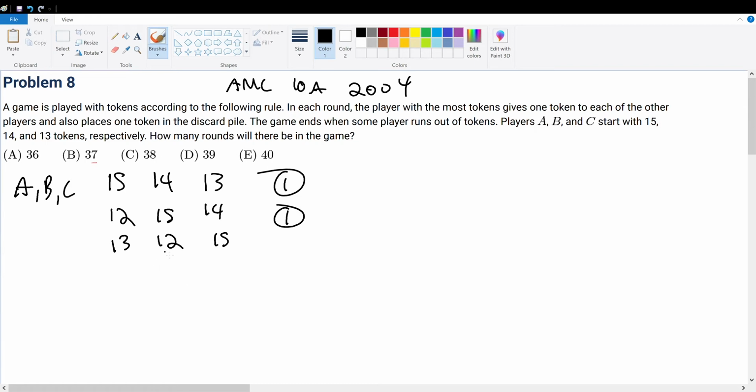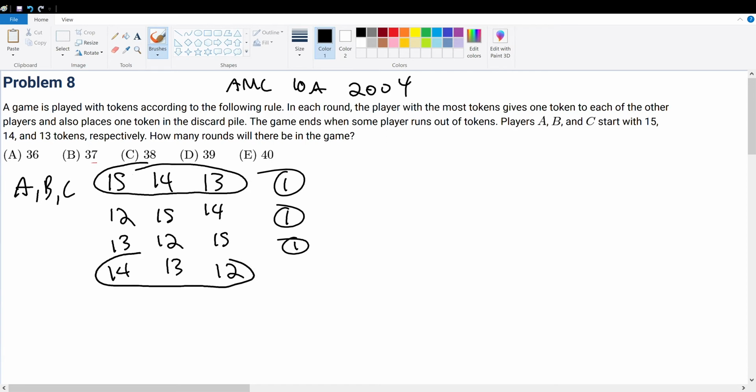15 minus 3 gives us 12. And then 15 must give 1 to each, so 14 and 13. Then he must discard 1 to the discard pile. Subtract 3, we get 12. And now we can stop here and appreciate the similarity. That is the 15, 14, 13, and then corresponding to 14, 13, 12. Now, you could have also seen that we have 15, 15, 15, or 12, 12, 12.